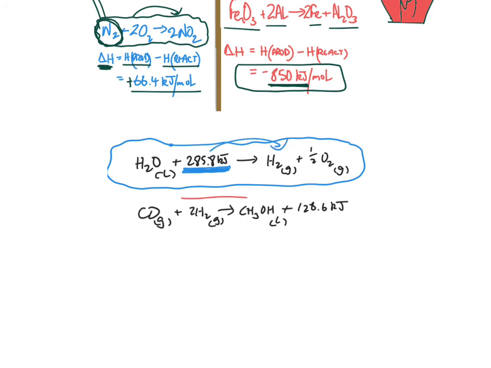The second type underneath it is an example of an exothermic reaction, where we have carbon monoxide plus hydrogen forming methanol. And we'll see that in this one, the delta H is on the product side, and that's for an exothermic reaction.